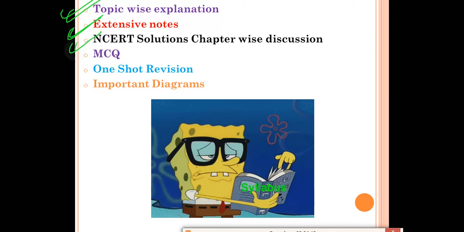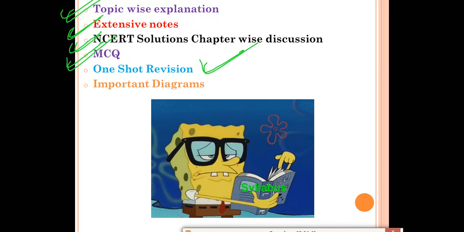After finishing the lesson, we will solve all the questions from your NCERT textbook. Whatever questions are given in the exercise, we are going to solve all the questions, so that you will get the answers, and along with the answer you will get the explanation also. After that, we will do some MCQ questions also from the lessons. And after finishing each and every lesson, when your exams arrive, at that time we will do one short revision from each and every lesson. Means in 30 minutes or in one tutorial only I will cover the full chapter, so that you will get a brief revision from each and every lesson.